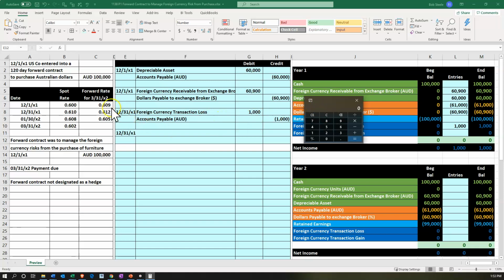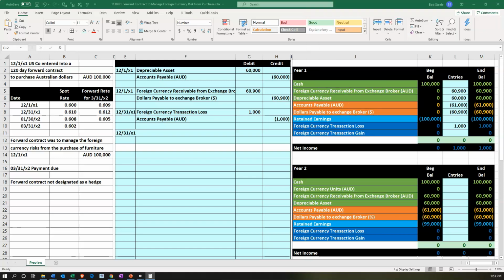So now we're going to take that same 100,000 times now the 0.612, and that's going to be the 61,200 versus that 60,900. So minus the 60,900, we have the $300, and that's going to be a gain. It's going to be a gain because, once again, on the forward rate, it was 1 Australian dollar compared to 0.609. Now it's 1 Australian dollar compared to 0.612. The Australian dollar then got stronger, the US dollar got weaker, but this is a receivable. Therefore, we can think of ourselves as getting Australian dollars, which now got more valuable compared to the US dollar. So this is a gain to us over here.